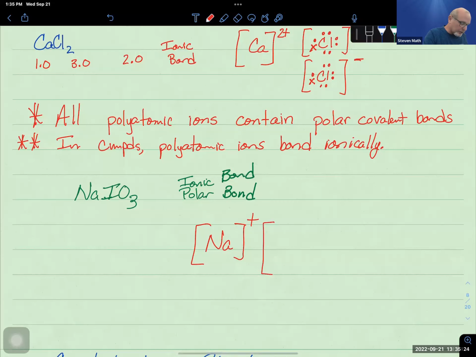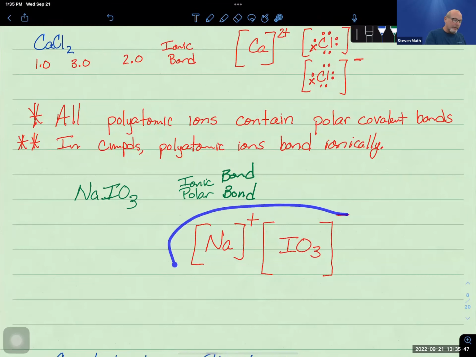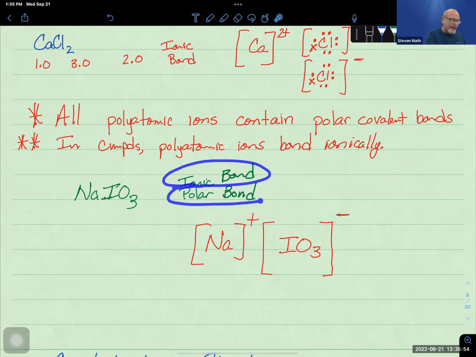Then we all remember our polyatomic ions, and IO3, throw it in the bracket and just make it minus. Now here's the takeaway. You don't have to do anything special with the IO3, just throw it in a bracket, make it negative, and these polyatomic ionic compounds are going to have ionic bonds and polar bonds.